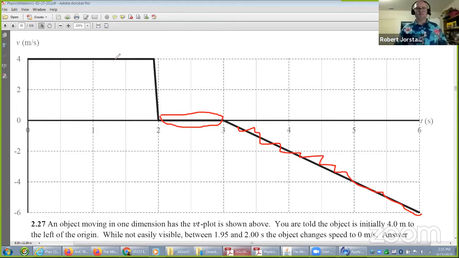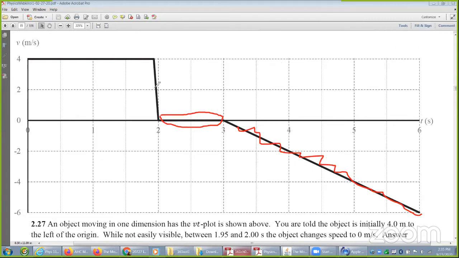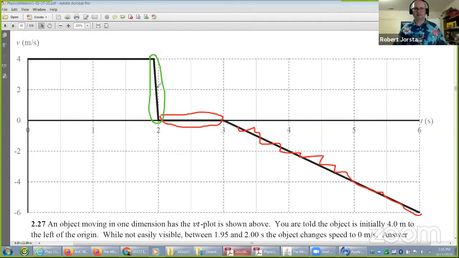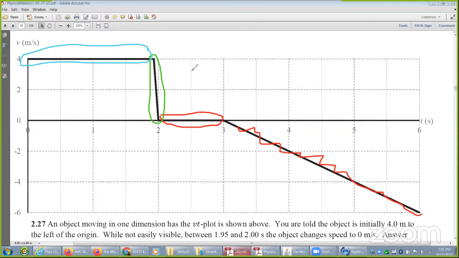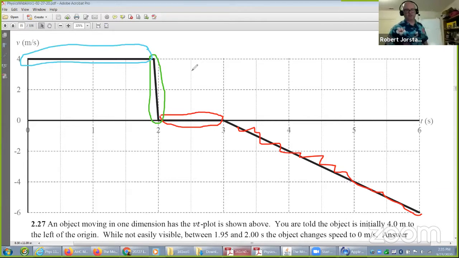Where is it slowing down? 1.95 to 2. Yep, this little spot right there. Excellent. What about this last chunk over here that I'm going to draw in light blue? What's that? Constant speed. Yep, constant speed. Yep, yep. All right, and so you could see that first one was the trickiest one, right? So now we kind of have a conceptual view of what this thing is doing. Great.